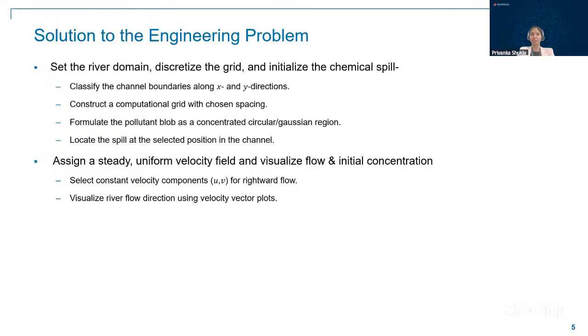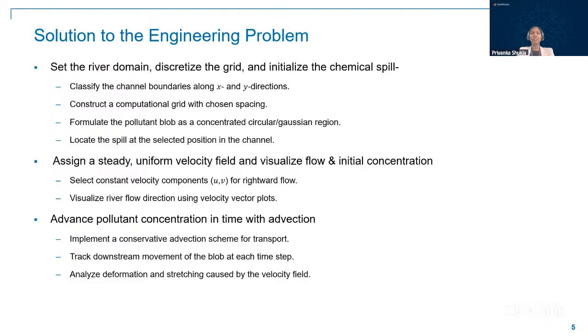The next step will be to assign a steady uniform velocity field and visualize the flow and initial concentration. For this purpose, we will be selecting constant velocity components u and v for rightward flow, and we will visualize the river flow direction using velocity vector plots. Finally, we will see how the pollutant concentration advances with time through advection. For this purpose, we will be implementing a conservative advection scheme. Then we will track the downstream movement of the blob at each time step and analyze the deformation and stretching caused by the velocity field.